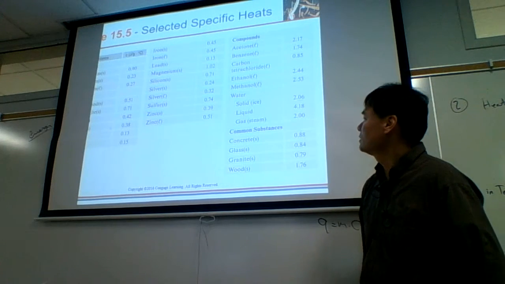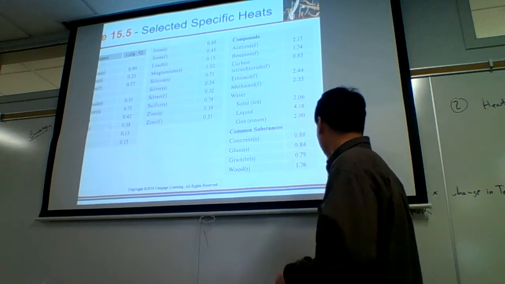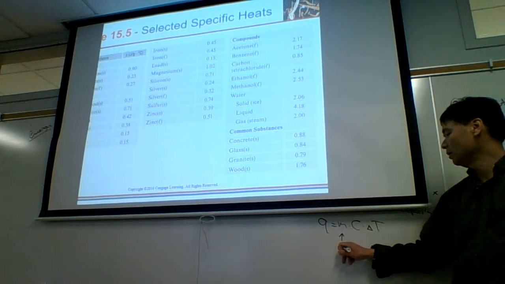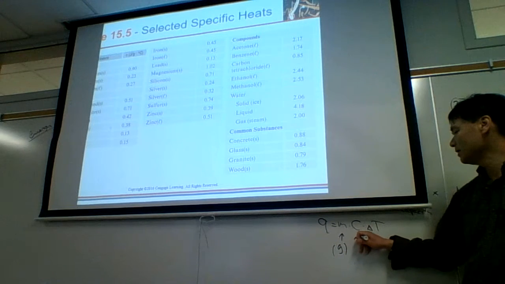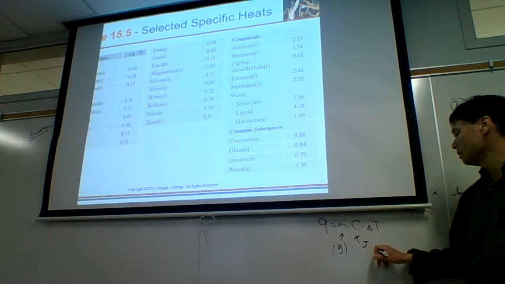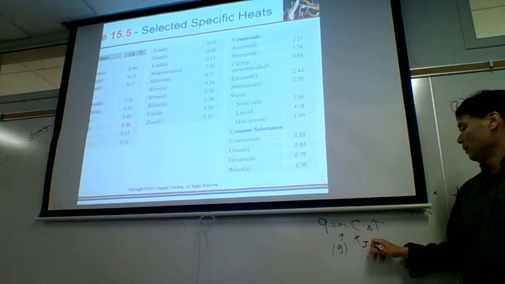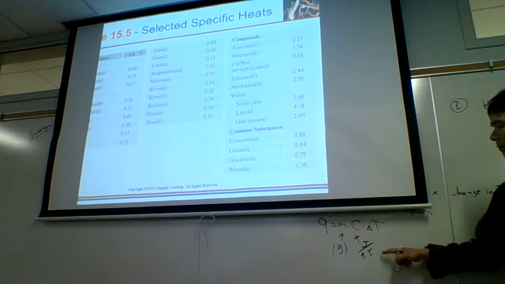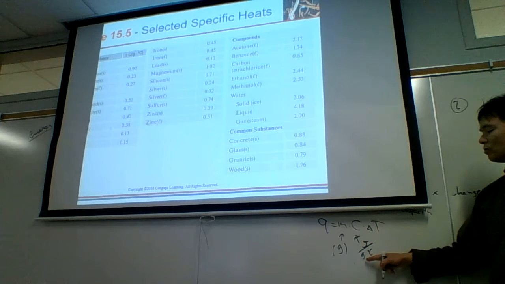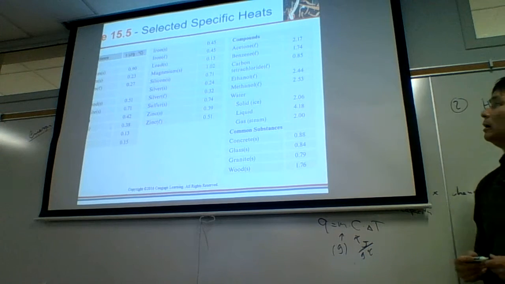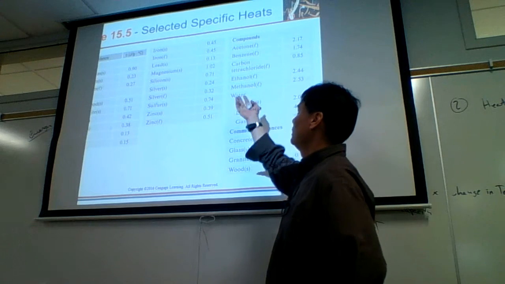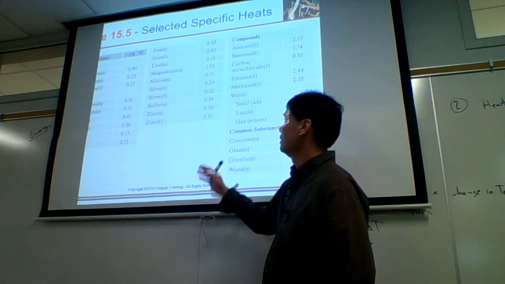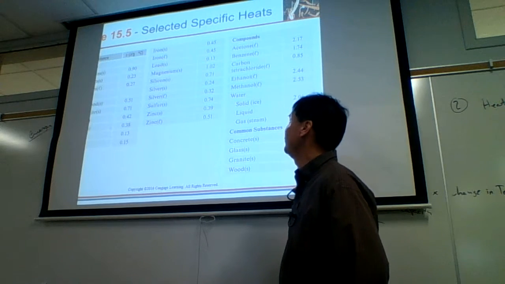And so the units for specific heat are this. The units of amount are grams. The units of specific heat are going to be joules per gram degree C. And so this is the amount of joules that are required to raise the temperature of 1 gram by a degree C. And so for lead, it takes 0.13 joules of energy or heat to raise the temperature of 1 gram of lead by 1 degree C.